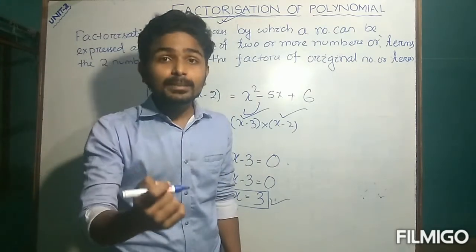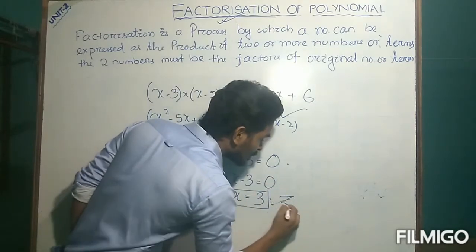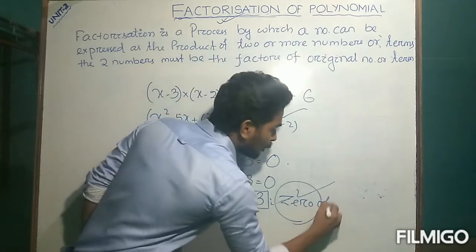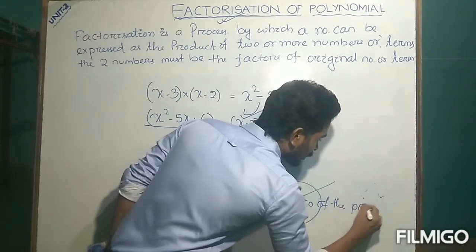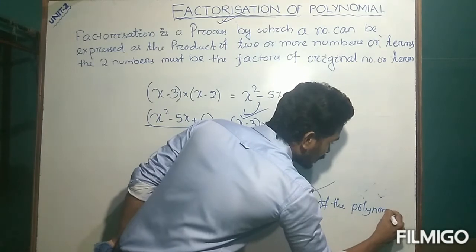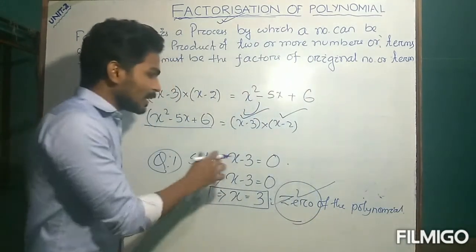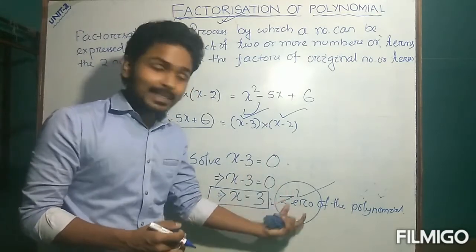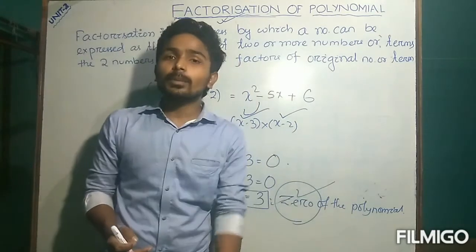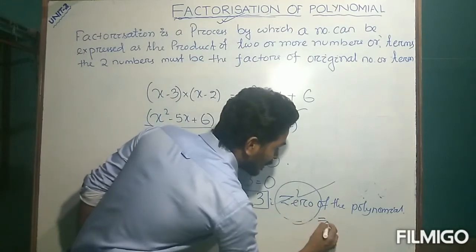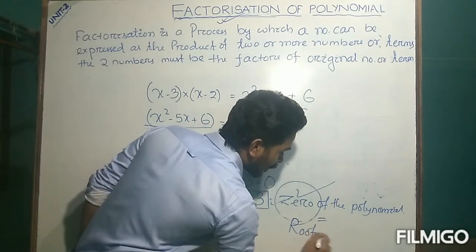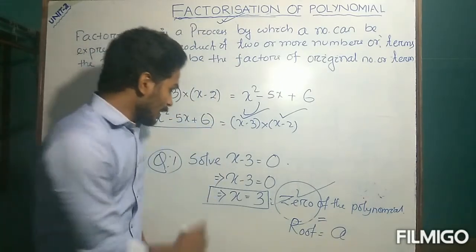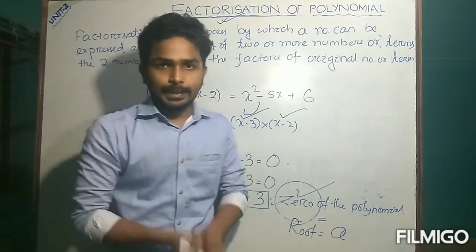Finding the value of x means finding the zero of the polynomial, because the value of x is nothing but the zero of the polynomial. We have already studied the zero of a polynomial. How to find it? By simply equating the polynomial to 0, we find the value of x, and that x is known as the zero of the polynomial. It is also known as the root of the polynomial.